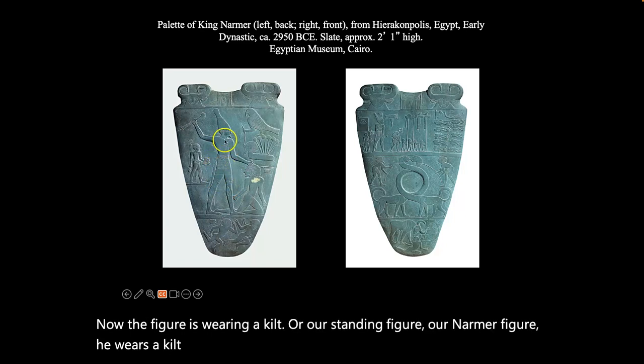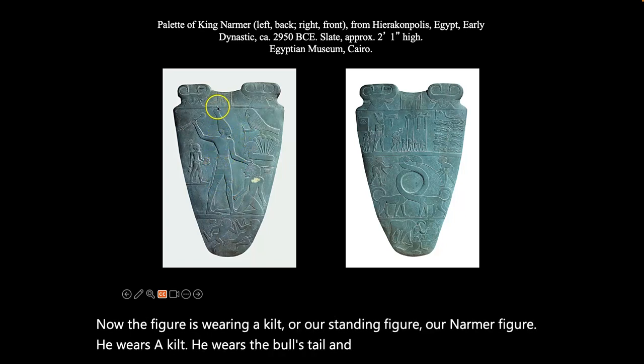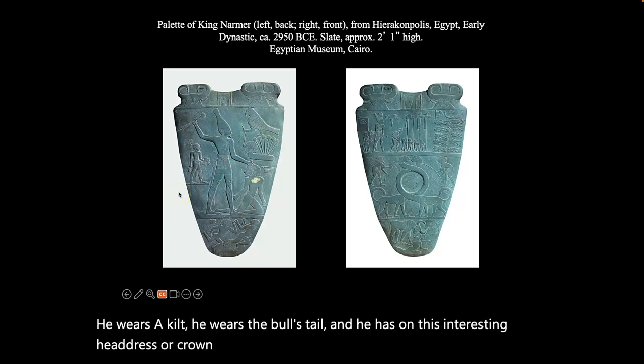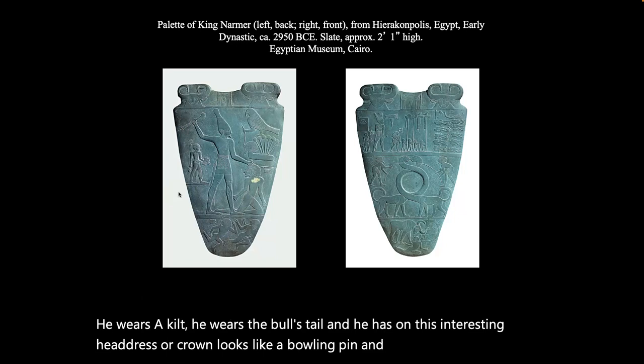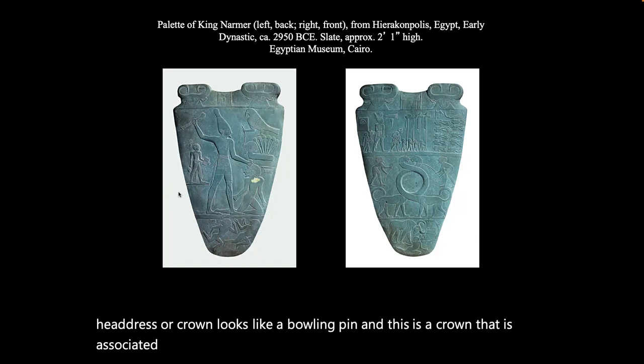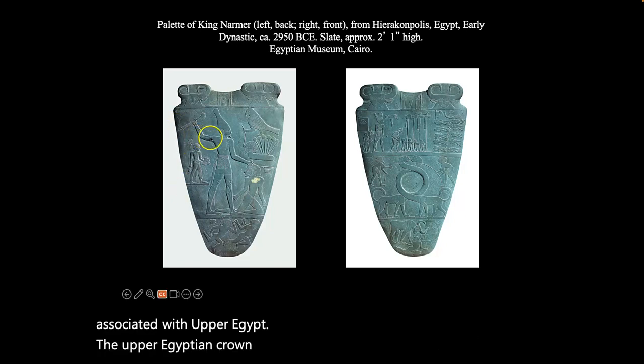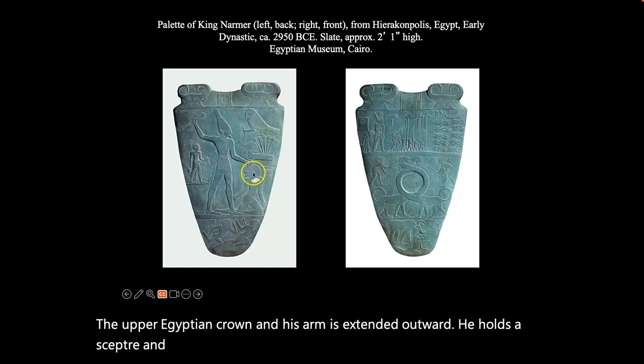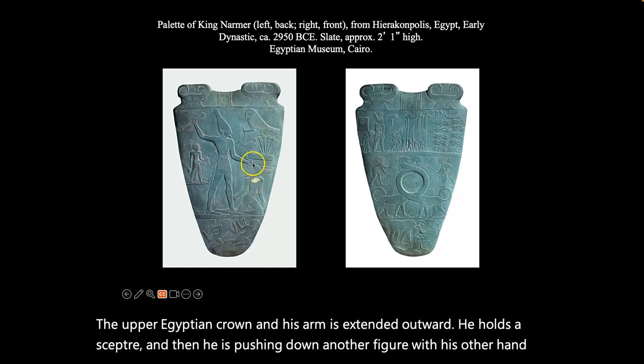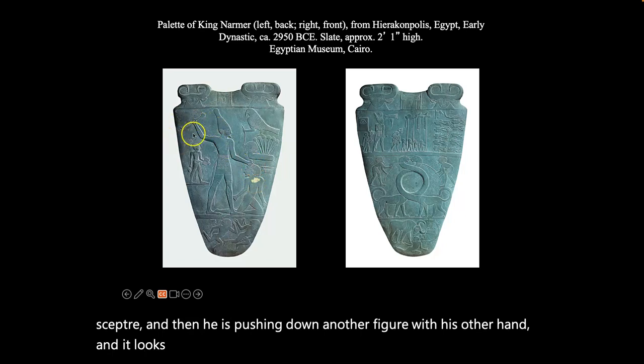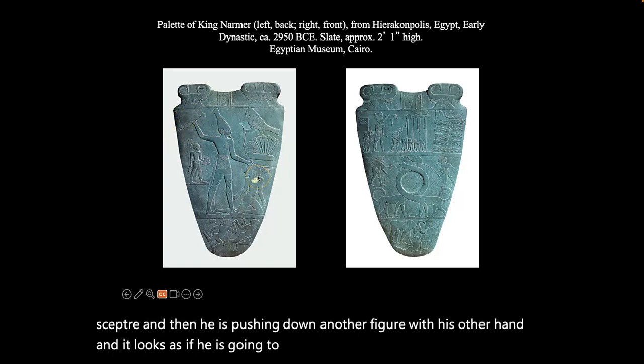he wears the bull's tail, and he has on this interesting headdress or crown, looks like a bowling pin, and this is a crown that is associated with Upper Egypt, the Upper Egyptian crown, and his arm is extended outward, he holds a scepter, and then he is pushing down another figure with his other hand, and it looks as if he is going to swing this hand and hit this figure.